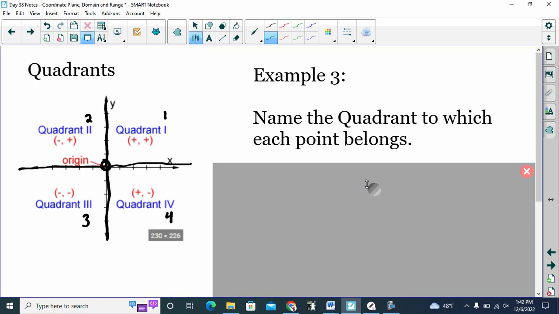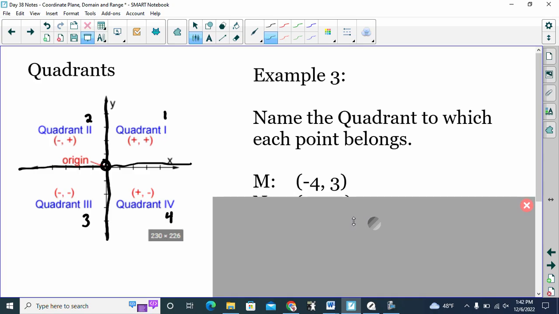So example 3 is going to give us some points. It's going to write them as ordered pairs and ask us to name the quadrant to which each point belongs. Point M is at -4, 3. So I would go -4. I don't have to plot it exactly, but -4 is over here. +3 is up here. Notice that point is in quadrant 2. Again, you can write it as the Roman numeral II or just the number 2. I would accept either one.